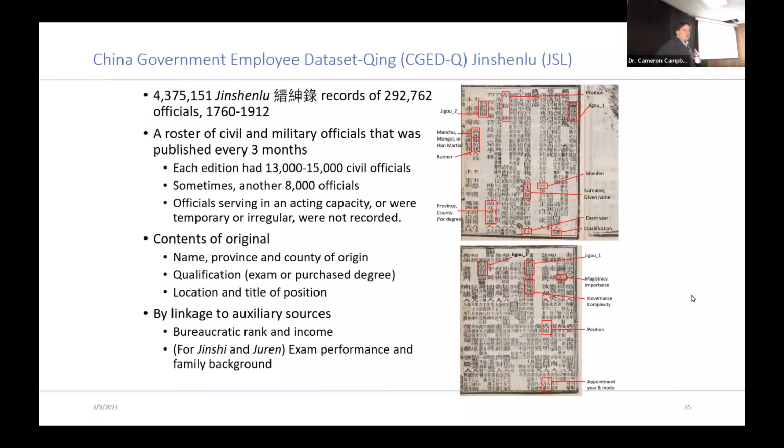or qualification that was the basis of their appointment, like an exam or a purchased degree, and then the location and the title of their post, like whether they were in the capital, in the central government, or out in one of the counties. I'll get to this later: we've been linking these data to auxiliary sources like exam records and so forth, and I'll come back to that in a bit. This is one of the pages from the source, and a few of you might be able to read that, I'm not sure, so I won't go into it.